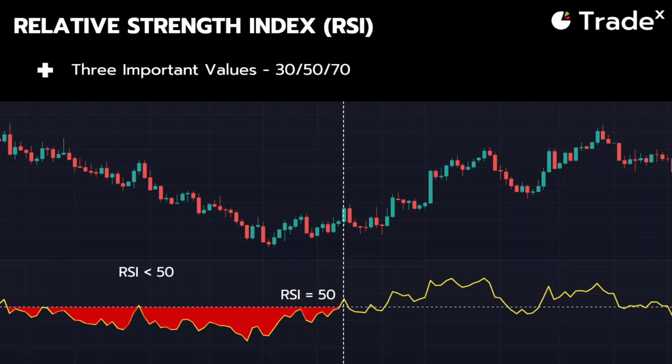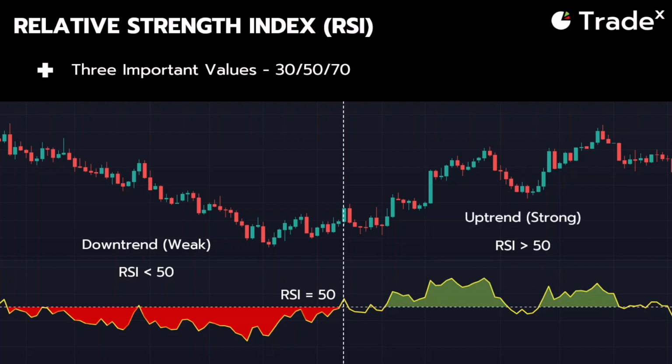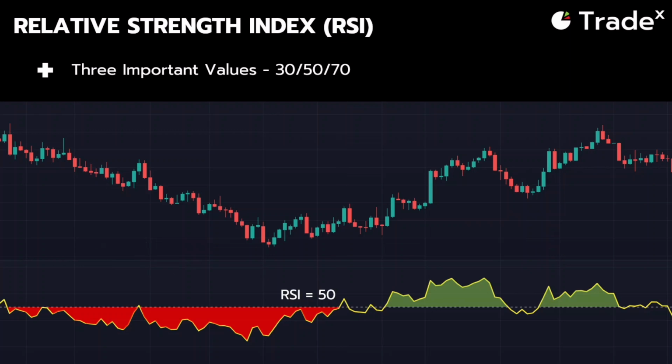This indicates that the price is relatively weak and in a downtrend. On the other hand, on the right side of the chart, RSI is above 50, highlighted by green shading, suggesting that the price is relatively strong and experiencing an uptrend. Traders often use the 50 line to separate an uptrend from a downtrend, with the line serving as a key indicator of momentum shifts.